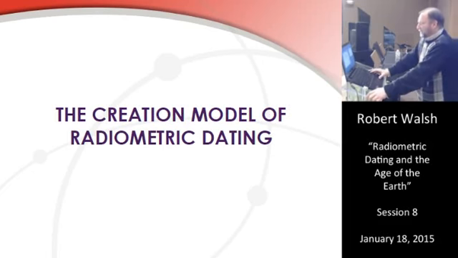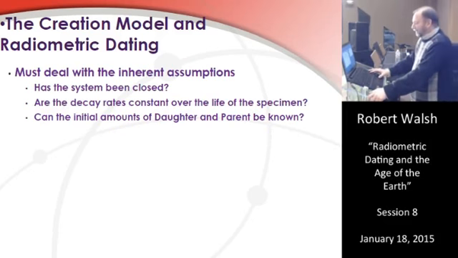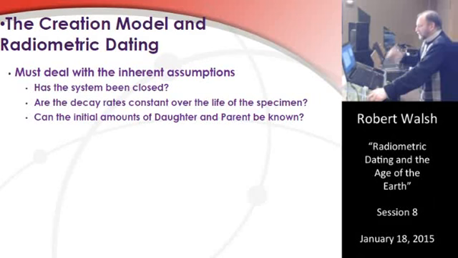So here are some of the things that we need to deal with. The creation model and radiometric dating must deal with the inherent assumptions: has the system been closed? Are the decay rates constant over the life of the specimen? And can the initial amounts of the daughter and parent be known? Well, the answer is no to the first. Has the system been closed? There is no closed system.